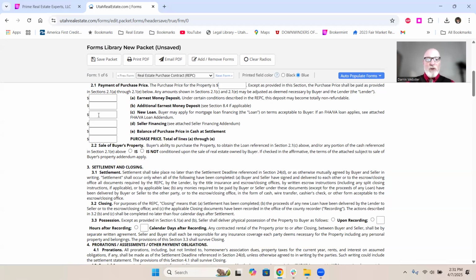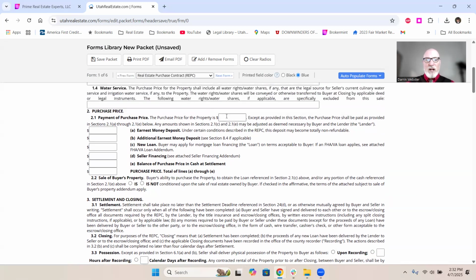To come up with the new loan amount, you then take the down payment, subtract it from the offer price, and put it here. So, for example, if we have a $500,000 home, and I don't like it when you don't put the commas in there, otherwise, to me, it just doesn't look right. And they've got a $5,000 earnest money deposit. They're not putting additional earnest money. Put zeros in there.